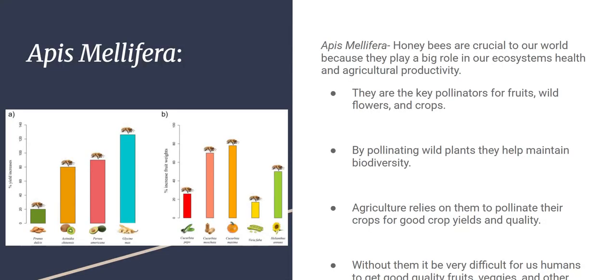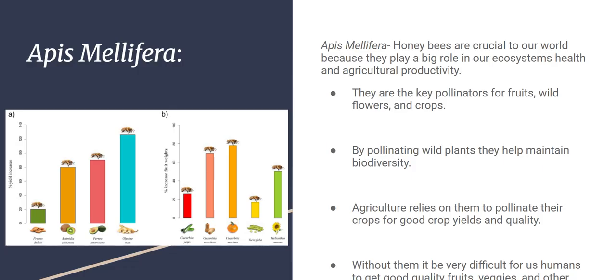So I'm going to go over a little bit of background of Apis mellifera. Apis mellifera is the honeybee. They are crucial to our world because they play a big role in our ecosystem's health and agriculture productivity. They are the key pollinators for fruits, wildflowers, and crops. By pollinating wild plants, they help maintain biodiversity. Agriculture really relies on them to pollinate the crops for good crop yields and quality.